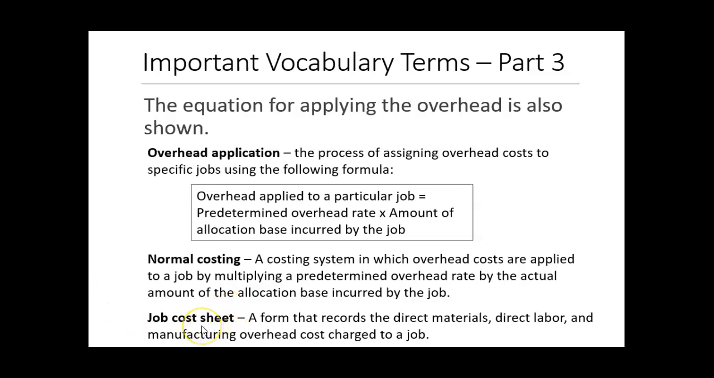We then have what's called a job cost sheet. This is a sheet that we're going to use to keep track of all of our costs for each specific job. It shows the direct material costs, the direct labor costs, and it shows the amount of manufacturing overhead costs that has been assigned to that specific job.